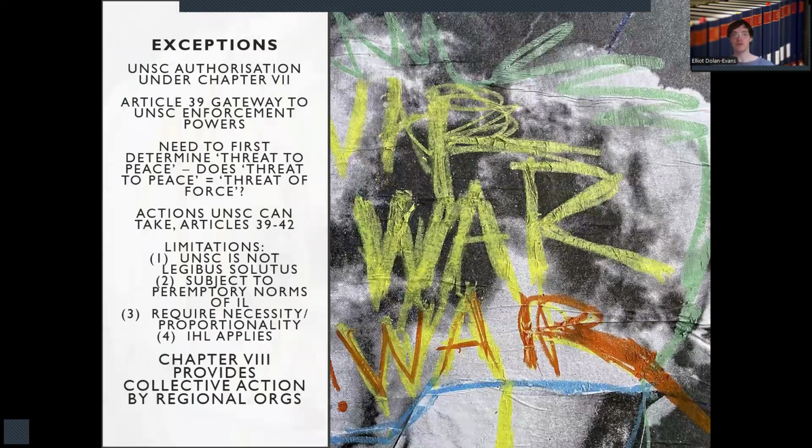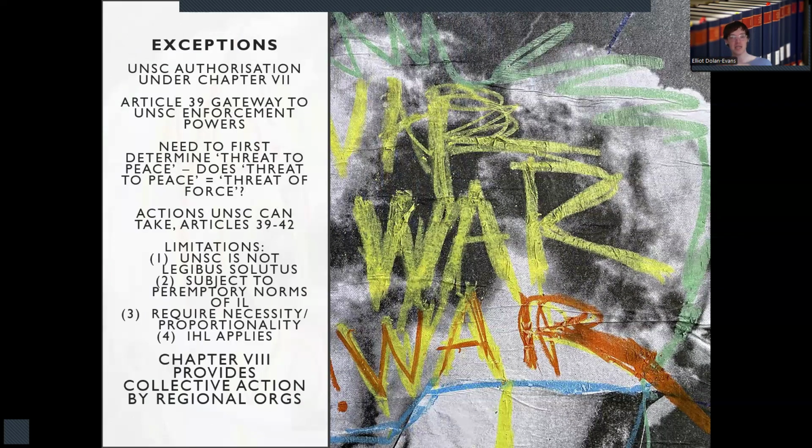So now we'll talk about collective security authorized by the Security Council. The powers of the Security Council to resort to enforcement measures, including the use of force, are found within Chapter 7 of the UN Charter. The first provision, Article 39, provides that the Security Council shall determine the existence of any threat to the peace, breach of the peace, or act of aggression, and shall make recommendations or decide what measures are to be taken in accordance with Articles 41 and 42 to restore international peace and security.